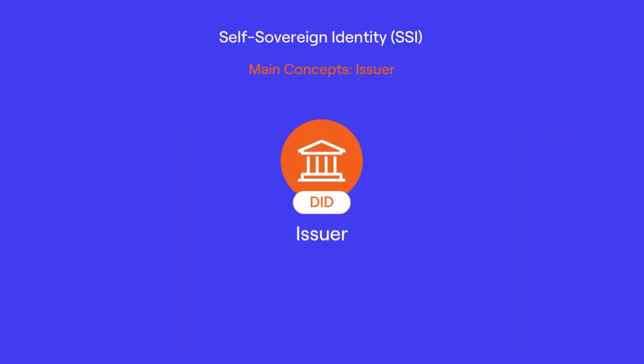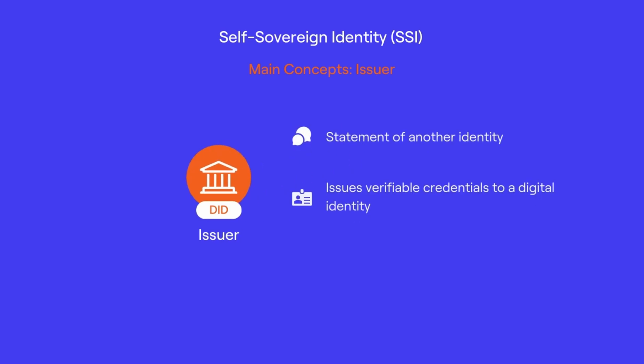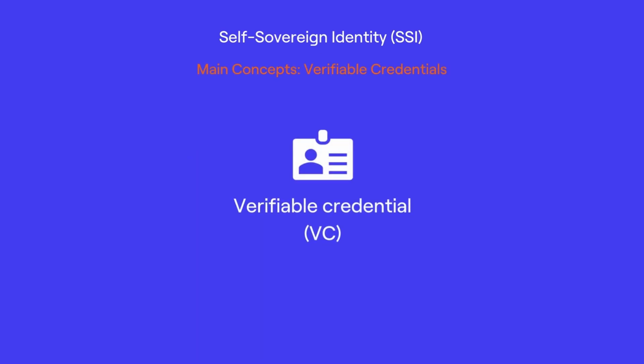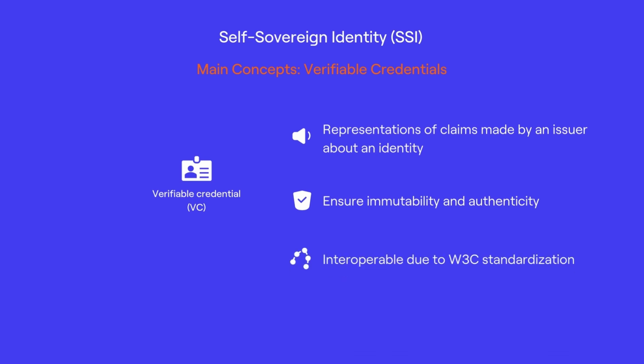To continue, let's describe each of them in detail. An issuer makes statements about another identity and issues verifiable credentials to these identities, and for this, third parties must consider it a trustworthy entity. A verifiable credential represents claims made by the issuer about another identity, ensuring their immutability and authenticity. It is interoperable due to standardization.